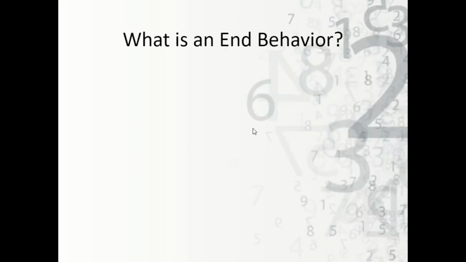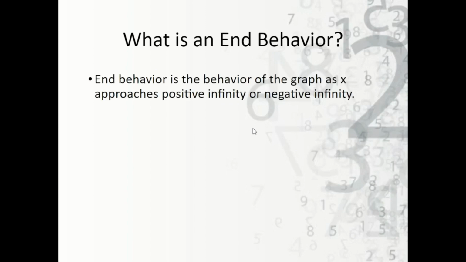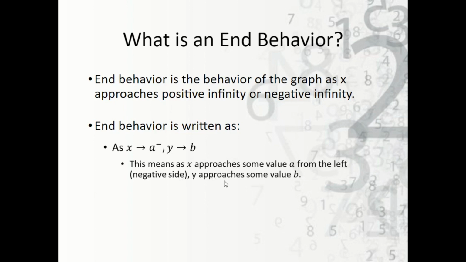Now, what is end behavior? End behavior is the behavior of the graph as it approaches positive infinity or negative infinity. So end behavior can be written as this: as x approaches some value, and it doesn't always have to be infinity or negative infinity. It could be some value. It could be the asymptote. So as it approaches, and this negative sign means that it's approaching from the left side. So as it gets close to that point from the left side, y is approaching some value. The other version would be as x approaches that point from the right side, then y is approaching something.